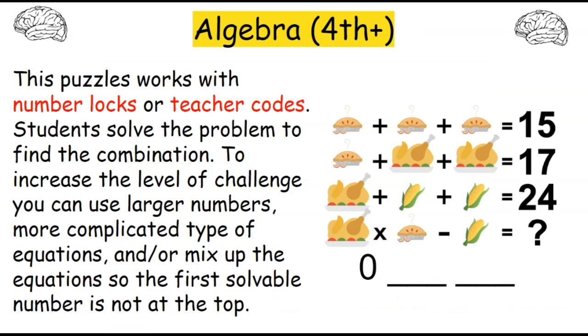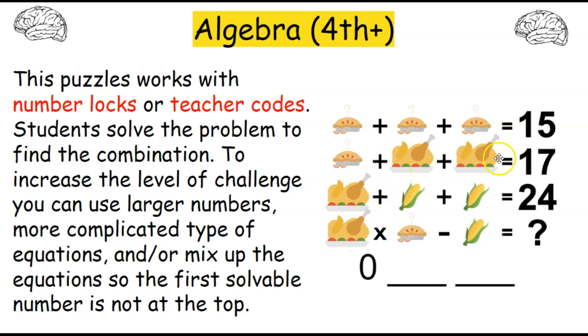This puzzle type is called an algebra puzzle. It's appropriate for fourth graders and up. It's a mental type puzzle, which means it'll work for digital or physical breakouts. This puzzle works well with number locks or teacher codes. Students solve the problem to find the combination. To increase the level of challenge, you can use larger numbers, more complicated types of equations, and/or mix up the equations so that the first solvable number is not at the top.